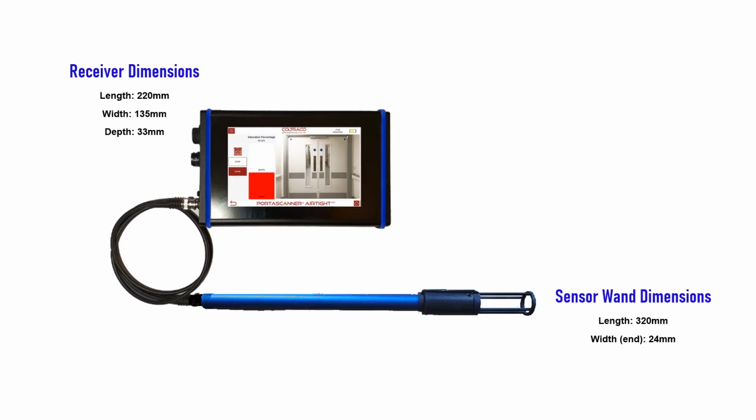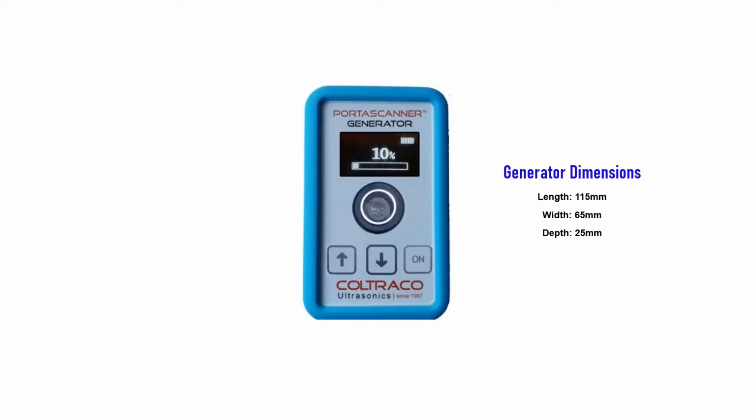The Portascanner AIRTIGHT 520 and Portascanner COVID-19 both come in two main parts. The receiver unit is a 7-inch handheld touchscreen device attached by a BNC cable to the sensor wand. It is used to receive and analyze ultrasound and to generate data and reports. The Portascanner generator provides a stable ultrasonic source for the receiver to pick up. Its power is adjustable from 1 to 100% of the maximum output. An optional stand is also available to aid with generator placement.